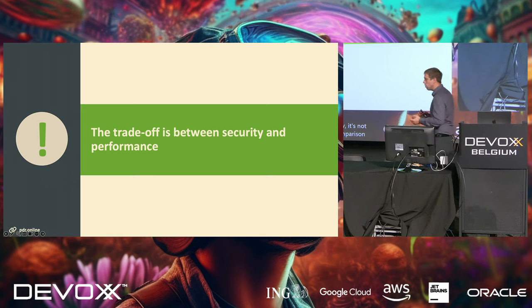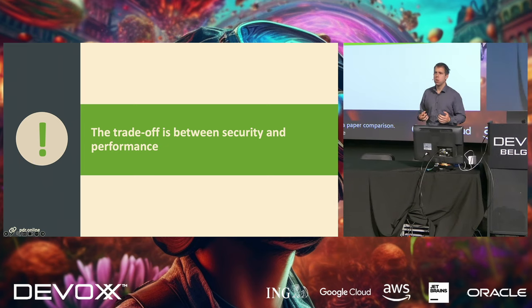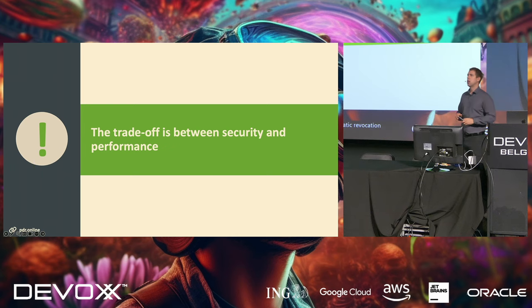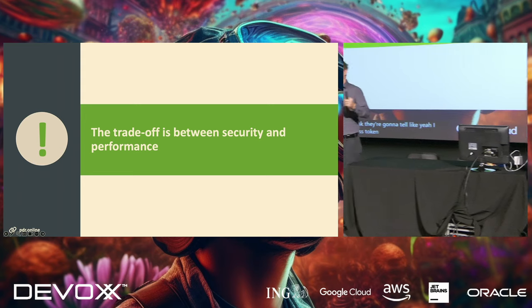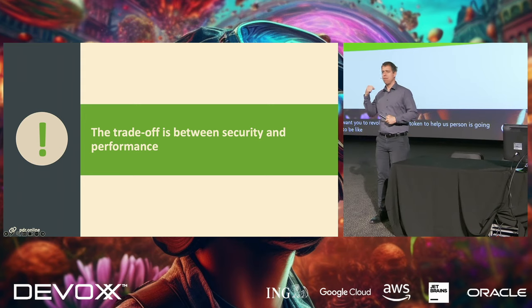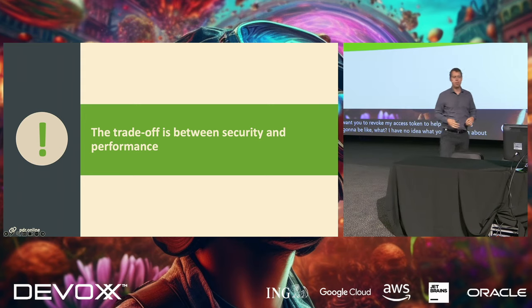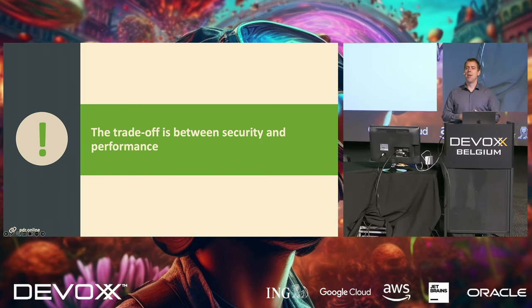In reality, this is often a paper comparison. Yes, in theory, reference tokens have great revocability, but it only matters if you have an automatic revocation process. If your revocation process is manual, like a user detecting abuse on their banking app and they have to call the help desk, and at the help desk they tell them, I want you to revoke my access token, the help desk person is going to be like, what? I have no idea what you're talking about. Trust me, I've been there. I called my bank to tell them to revoke tokens, and they were like, what? Until I got to speak to a developer who actually knew what this was about.